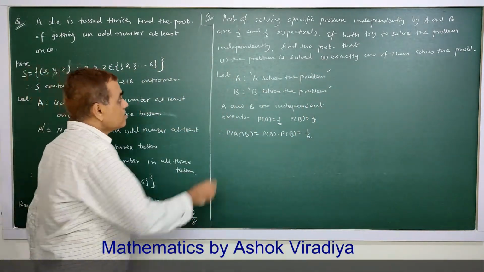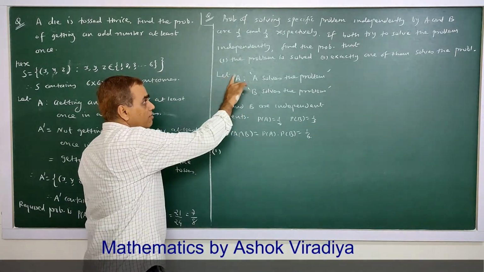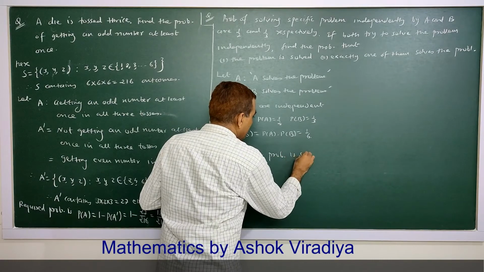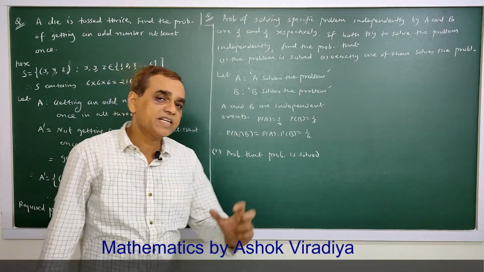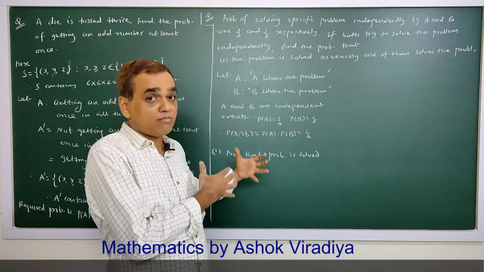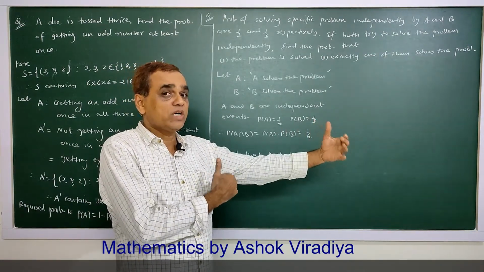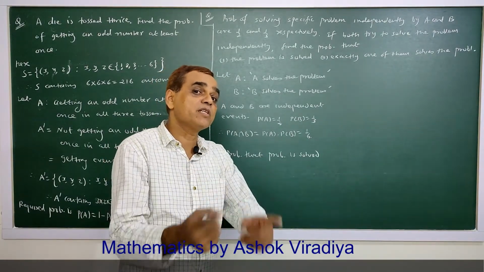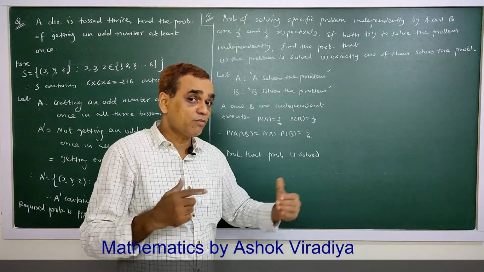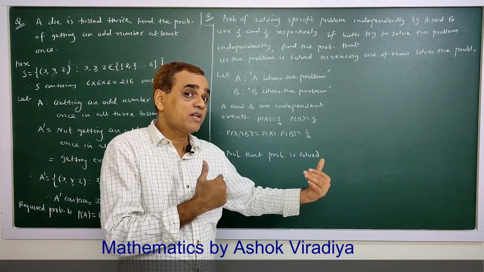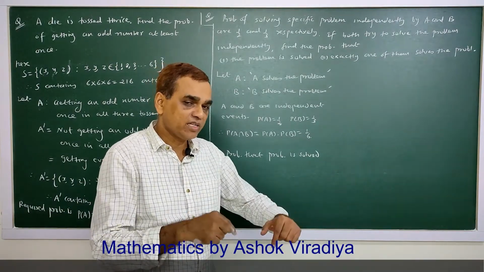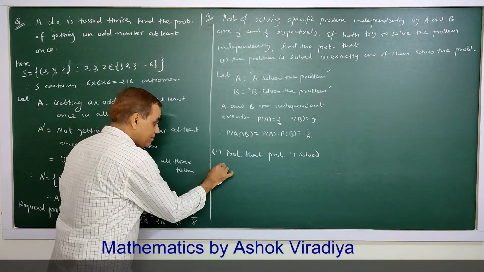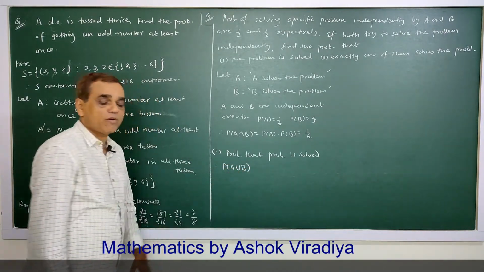Now, first question: the probability that the problem is solved. When it is said that the problem is solved, see, this is common work, combined work. A problem is given to two students. If anyone can solve, at least one student can solve the problem, it is said to be problem solved. It is not like that if both students can solve, then it is said to be problem solved. If at least one student is solving the problem, that means the problem is solved.